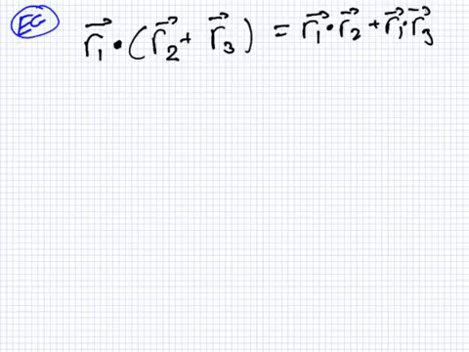So can you see what's happening? R1 dot (R2 plus R3) is the same as R1 dot R2 plus R1 dot R3. Okay? Now I'll just give you a minute to try that.